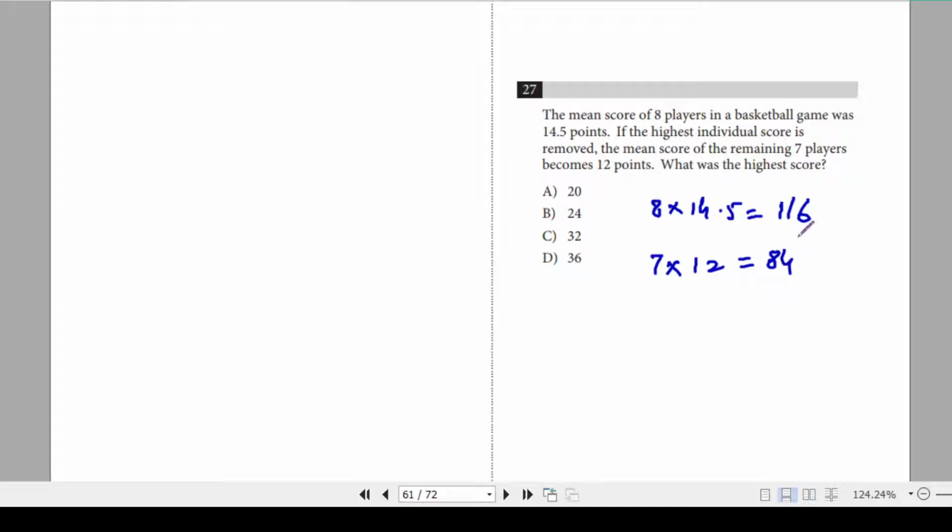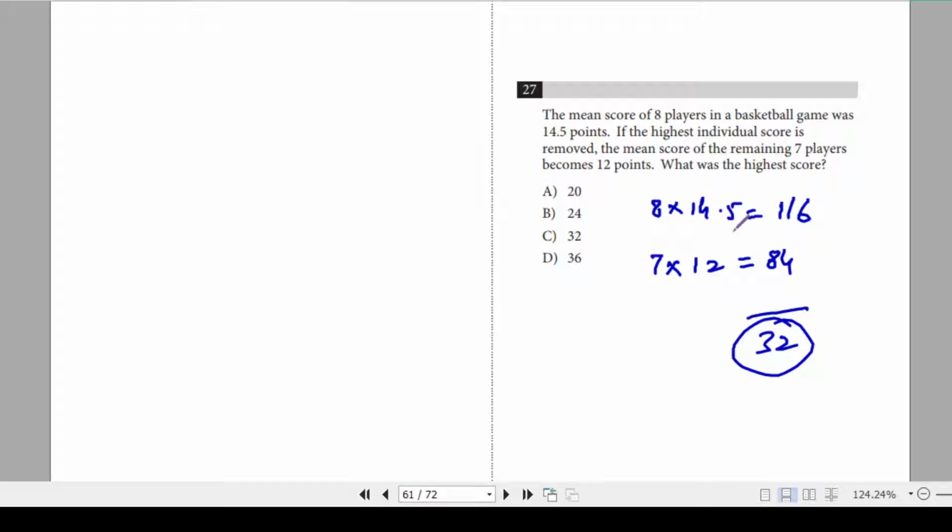So if you subtract these values, then we will get the score of that 8th player who has been removed. So 116 minus 84 is 32. That's the highest score.